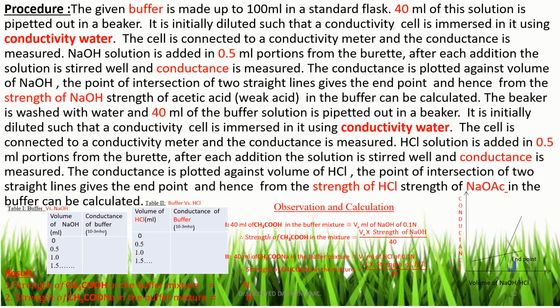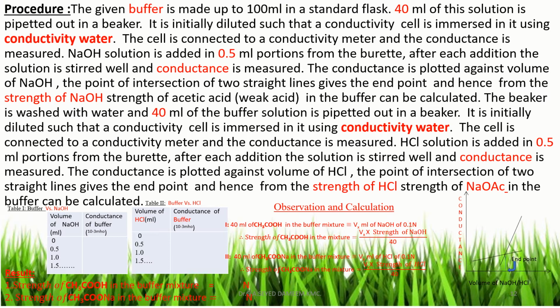So by knowing the strength of HCl, the endpoint, and the volume of buffer taken, 40 ml, we can calculate the strength of sodium acetate in the buffer. And here the calculation part, model graph, and the result of the experiment are all given.